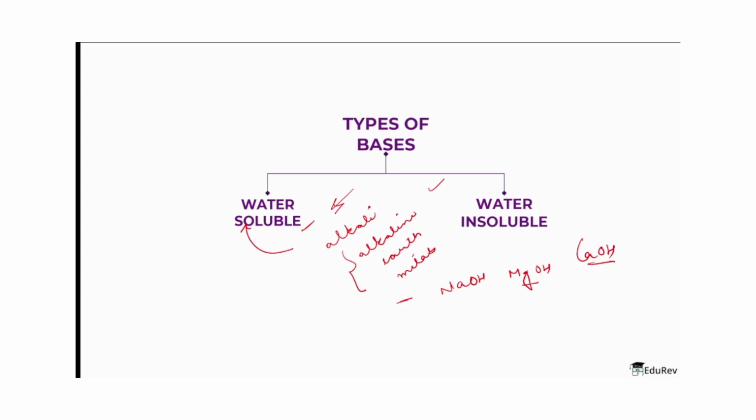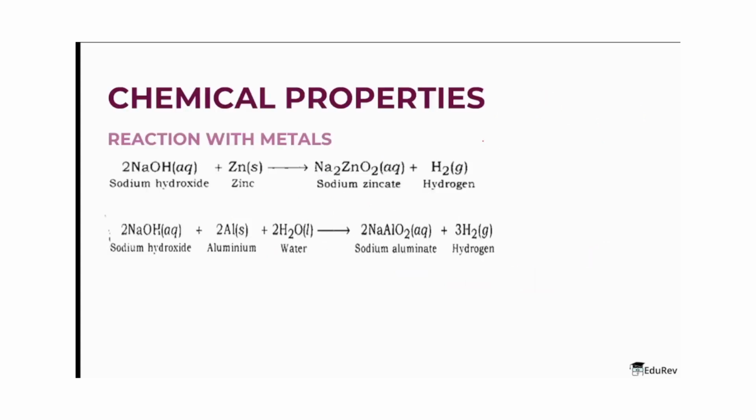Now alkali is basically considered as your strong bases. Like we had strong acids, similarly we have strong bases, and like we had weak acids, similarly we also have the concept of weak bases. Okay, so now let's move forward and see the reactions of bases.